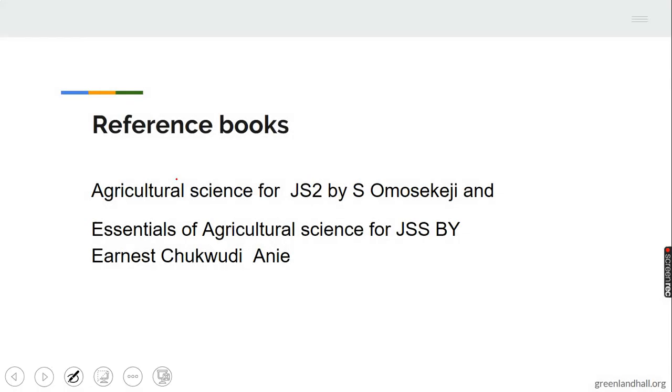For more details, read through Agricultural Science for JSS by S. Omosekji and Essentials of Agricultural Science for JSS by Ns. Chukwudi Ani. Take note of this author, it's very important. When you read through this, you'll be able to get more details about soil.